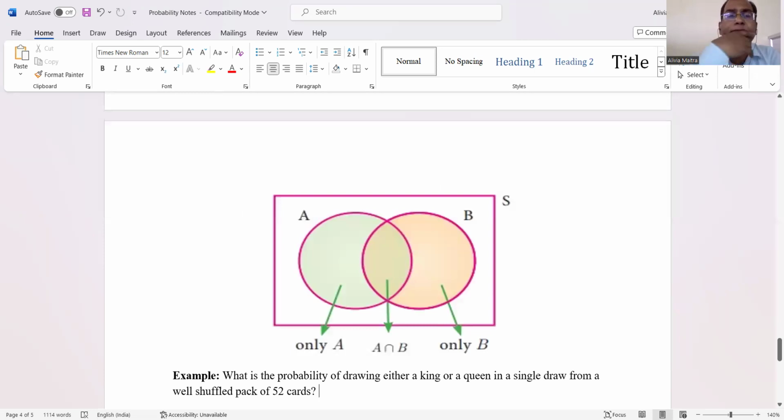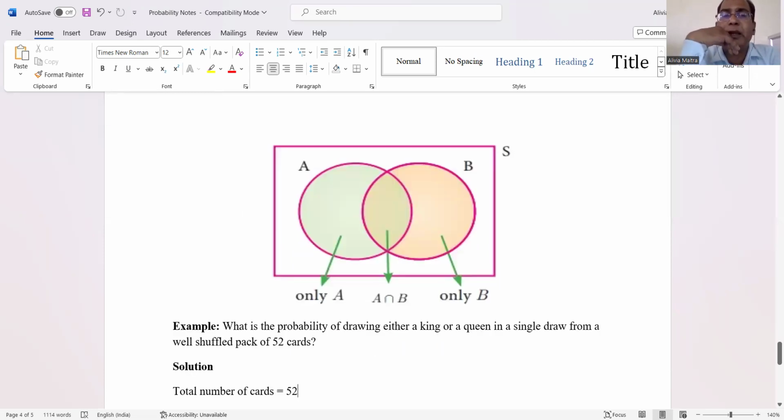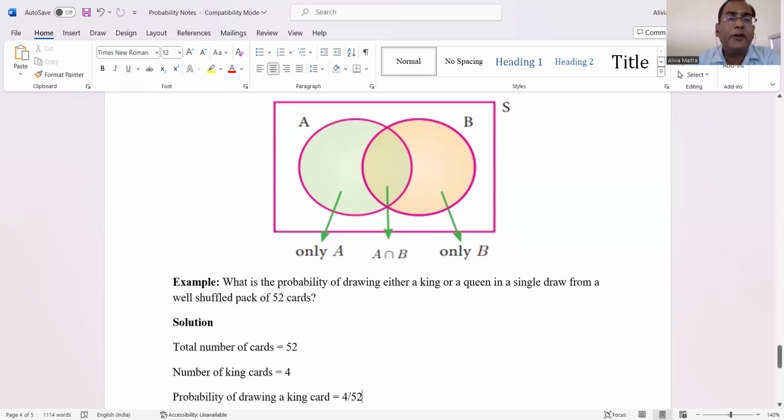Now this is the Venn diagram. The Venn diagram is showing the probabilities of two events A and B. The common part for the two events is given by A intersection B. The left-hand side part which is enclosed in circle A is called only A, and in the second circle only B part is given. In this way the addition theorem can be understood.